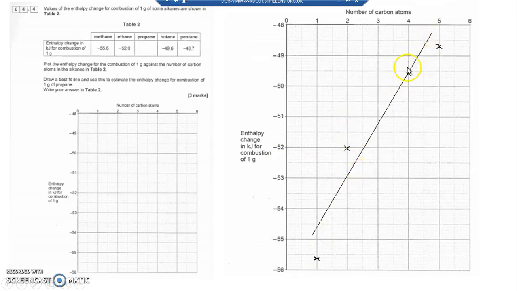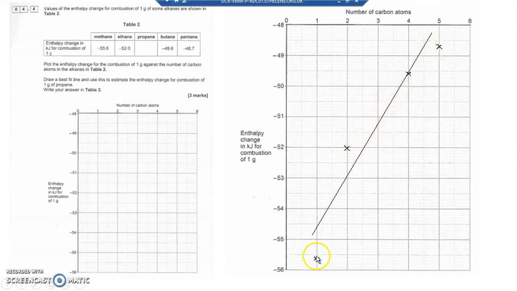And then if you put a line through it, you might be tempted to put a straight line through it as a line of best fit. That's actually wrong. A line of best fit doesn't have to be a straight line. If you look, you get a better line of best fit by doing a curve. It can't just be zigzagged. You can't just join all the points with a straight line.